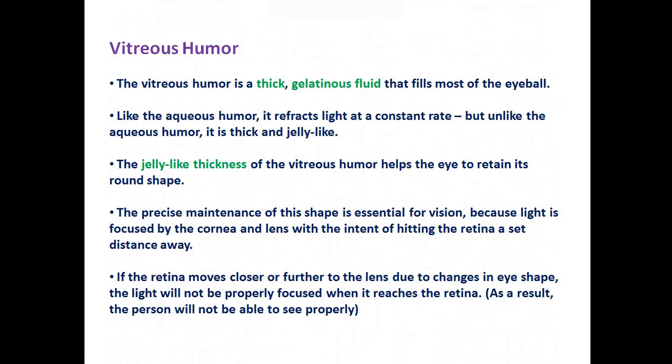The precise maintenance of this shape is essential for vision, because light is focused by the cornea and lens, with the intent of hitting the retina a set distance away. If the retina moves closer or further to the lens due to changes in eye shape, the light will not be properly focused when it reaches the retina. As a result, the person will not be able to see properly.